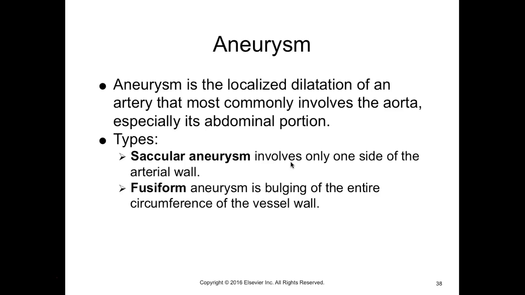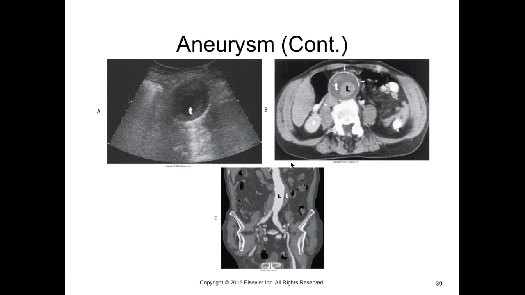Aneurysm. It is a localized dilatation of an artery that most commonly involves the aorta, especially in the abdomen. There's saccular aneurysm, which involves only one side of the arterial wall, and there's fusiform aneurysm, which is bulging of the entire circumference of the vessel wall.